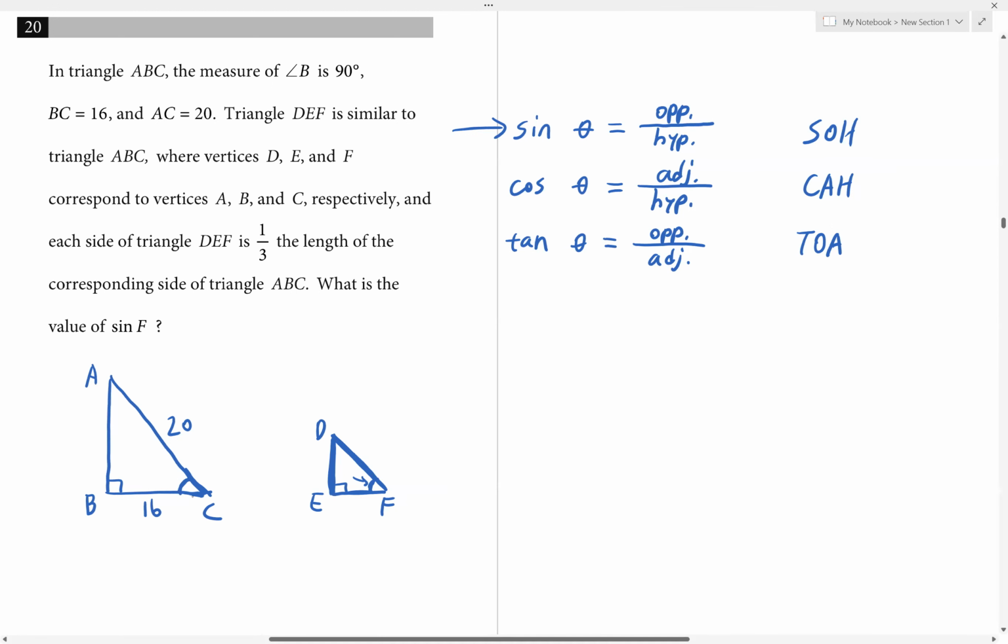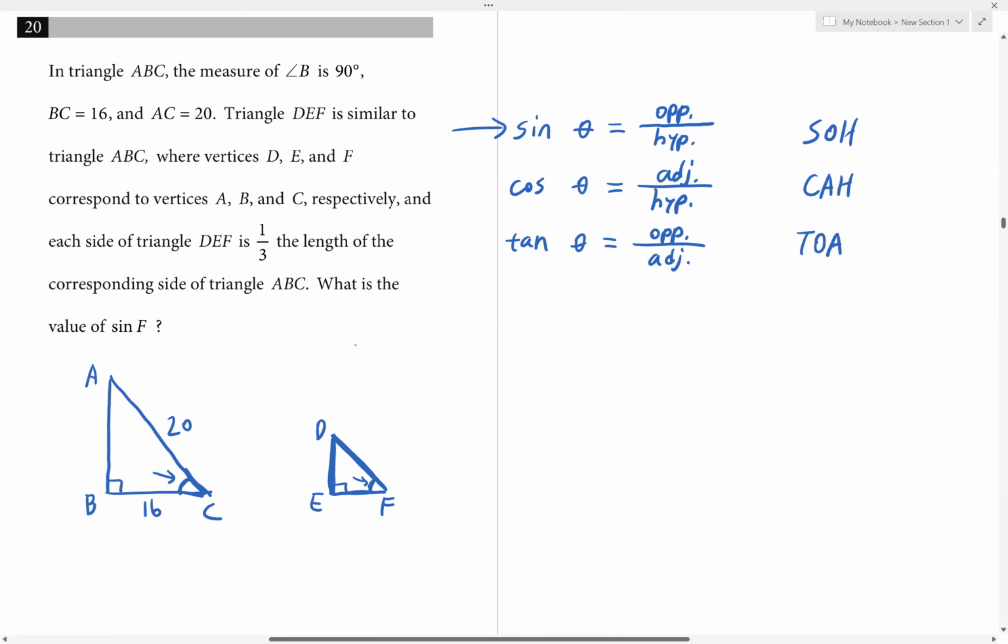Okay, because angle F and angle C go together, they're corresponding angles. So all the trig ratios should be the same as well. So you can just look at angle C instead. That would be a little bit easier. So we don't have to worry about the 1/3. We don't have to work with all the fractions.